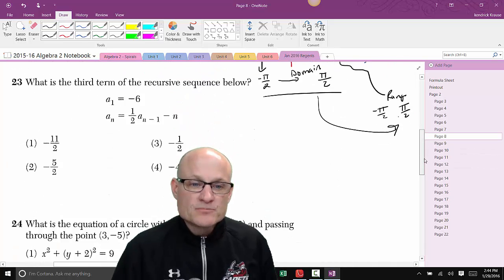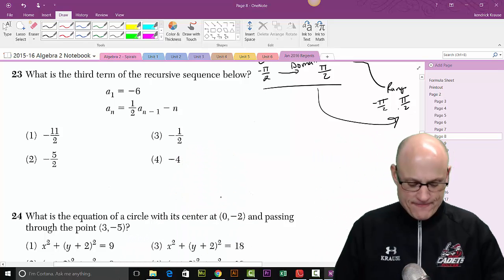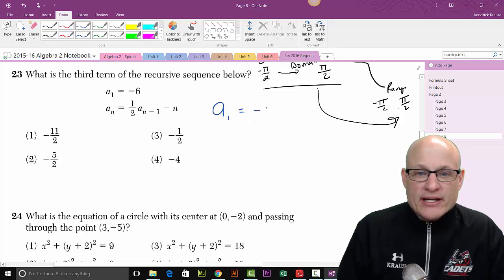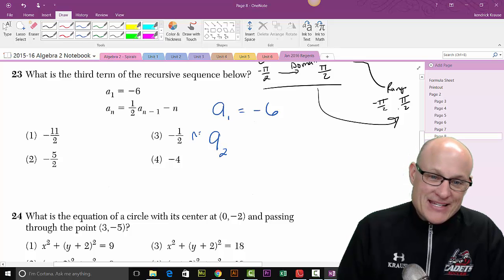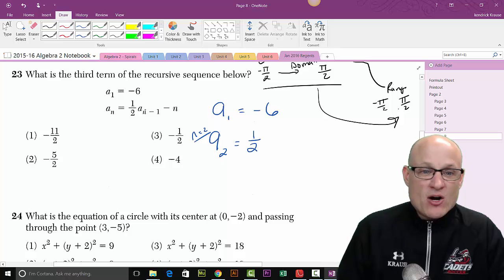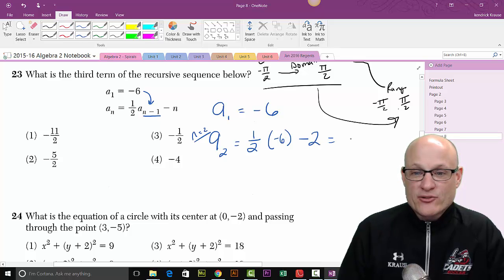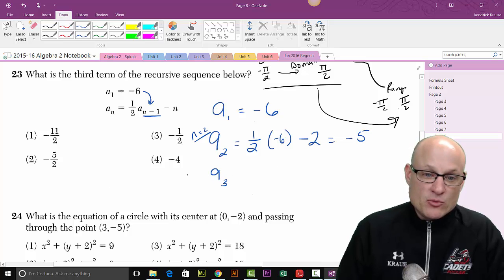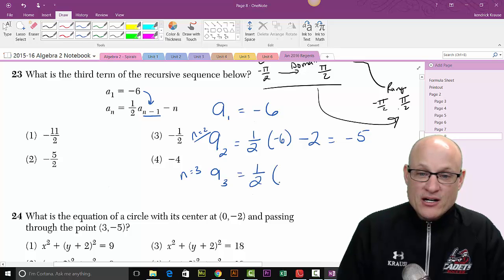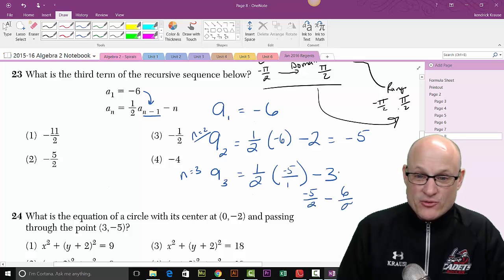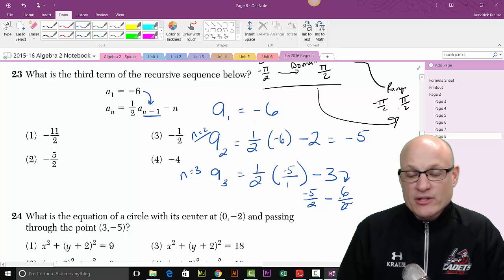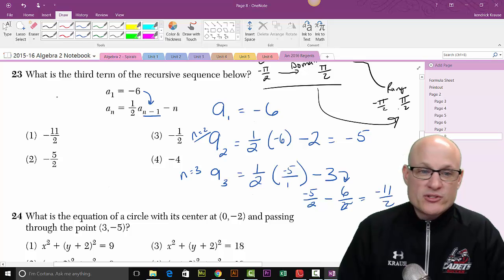Tricky question, I know. This one I'm going to show you two ways to do it, the easy way and the hard way. a1 is equal to -6. a2, where n equals 2, is 1/2 times -6 minus 2. Half of -6 is -3, minus 2 is -5. So a3, when n equals 3, is half of -5 minus 3. This is -5 over 2 minus 6 over 2, which becomes -11 over 2, which is the answer.